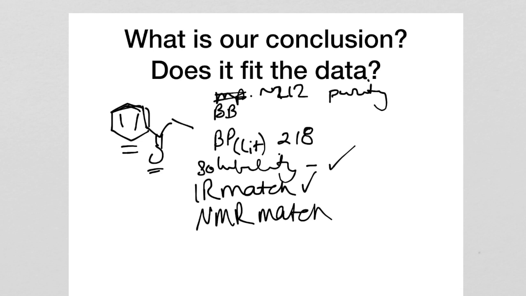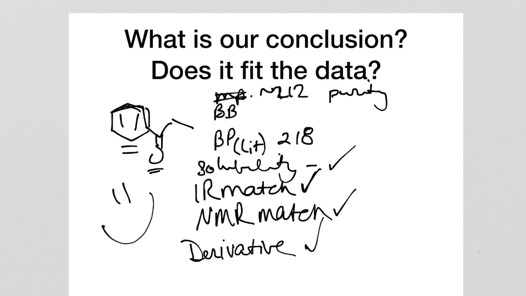So as we just saw, our IR matches. We actually used our NMR to build our structure, so our NMR matches, and we'll take a look at our derivative data and see if that matches. And assuming all of these match, then we can conclude that our unknown was in fact propiophenone, and we can then fill out the report form and turn it in and earn our points. So hopefully this helped you see how all the pieces are going to come together.